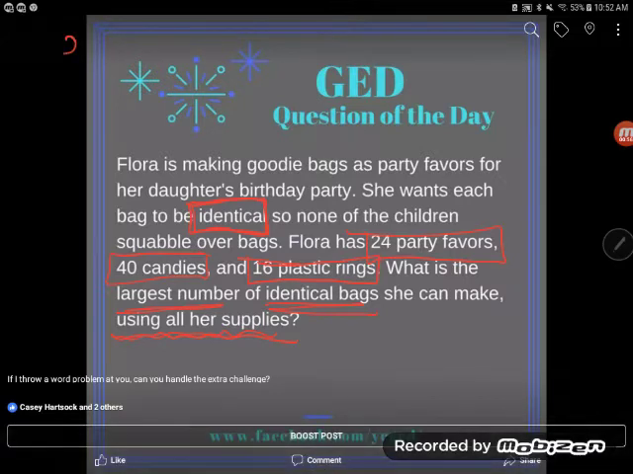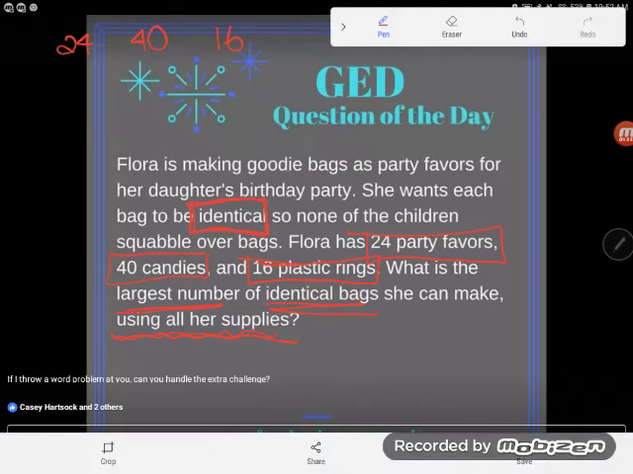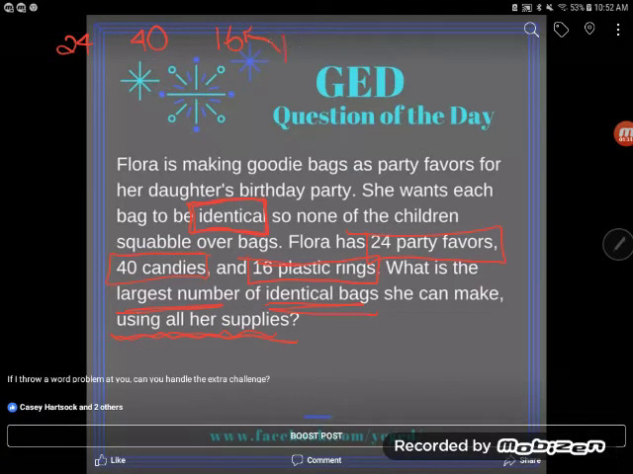So she wants to take 24 party favors, 40 candies, and 16 plastic rings, and she wants to make identical goodie bags, meaning she wants to break these things into equal size groups. Notice we want to make the largest number of identical bags we can make, meaning we want to find the largest number that can divide all of these three. Breaking something into equal size groups mathematically means to divide.